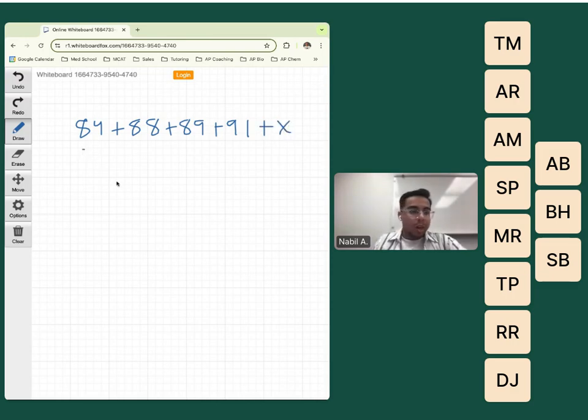And then for an average, right, we would have to divide by the number of terms. Okay, so how many terms do we got? It's one, two, three, four, five. So we have to divide all this by 5. And then we have to set this equal to our exam average, which will be 90.